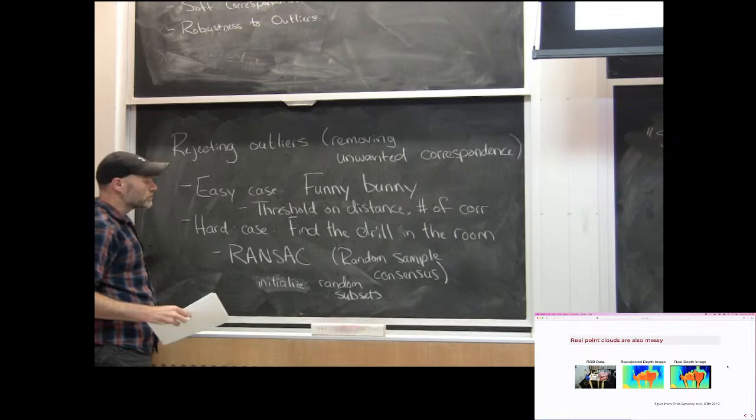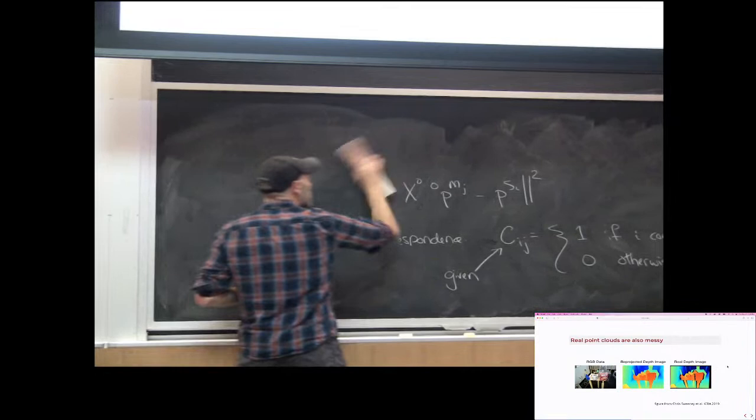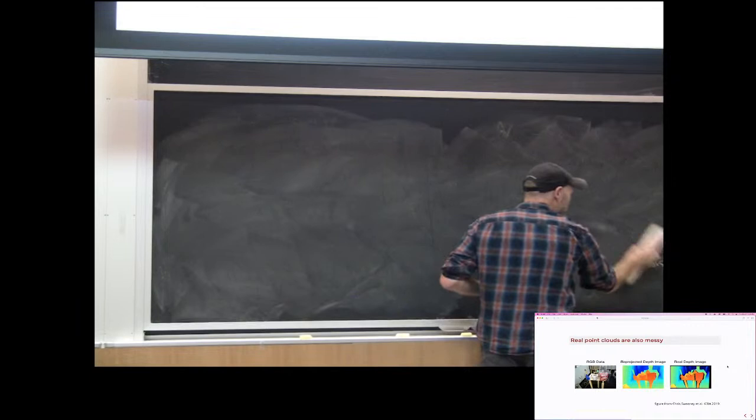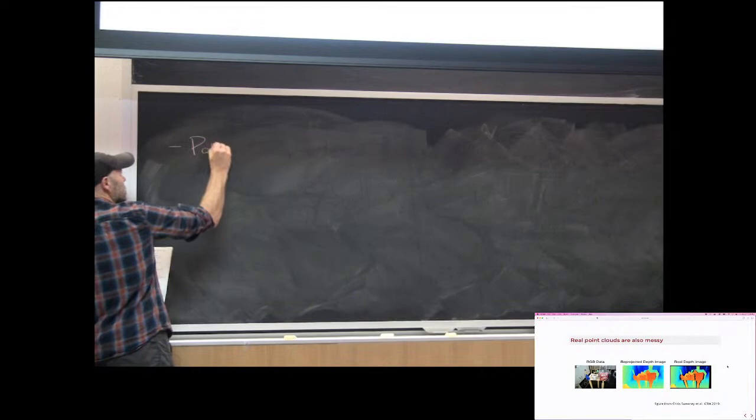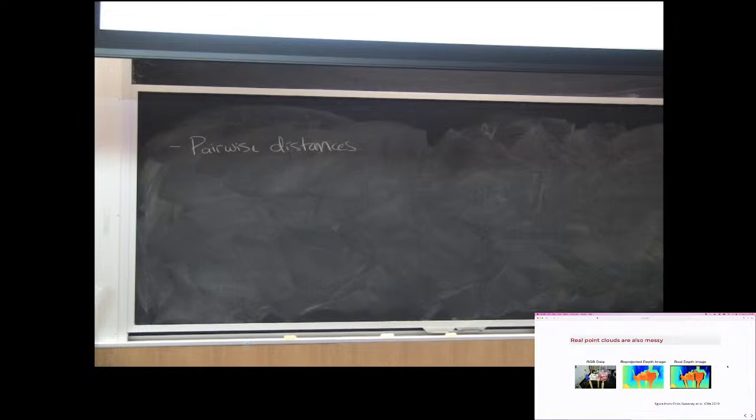Okay. RANSAC is useful more generally in ML kind of problems and the like. I hope the problem set will step you through that, and you'll get a basic understanding of that. I want to spend my time here talking about one that I think is much more clever. It leverages some of the geometry in the problem, which is using pairwise distances. Okay, what are pairwise distances and why is that a useful idea?